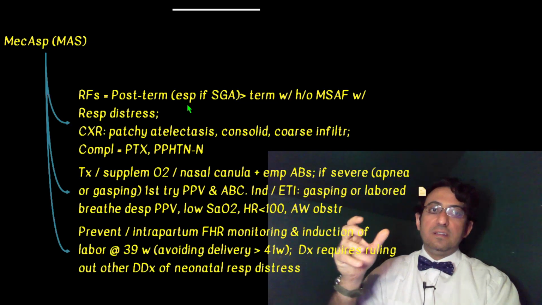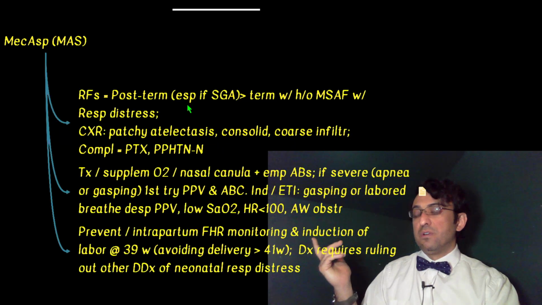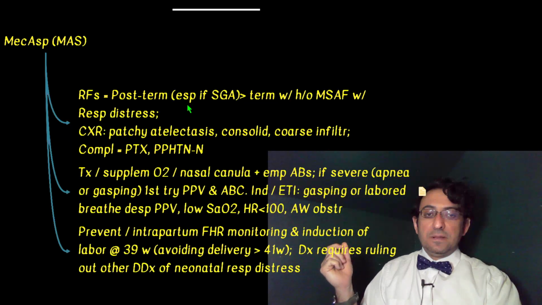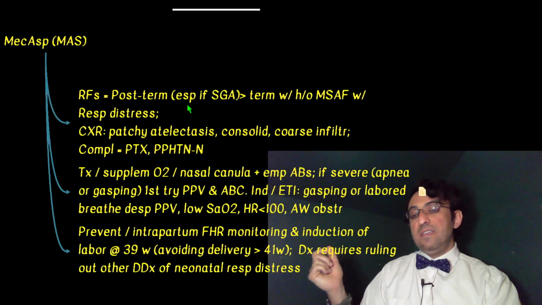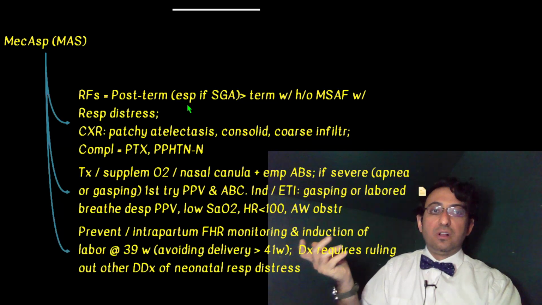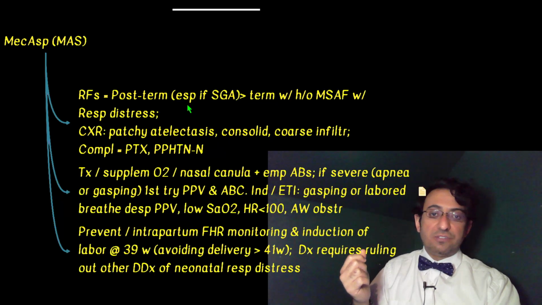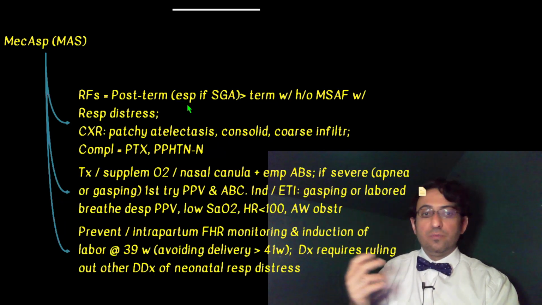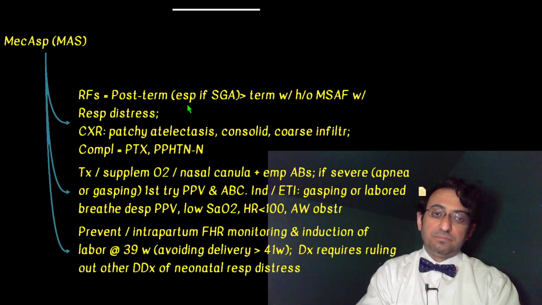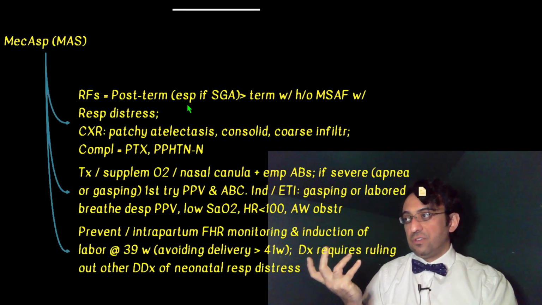We have an important indication here. What are the important indications for intubation in a newborn with Meconium aspiration syndrome? Gasping or labored breathing despite positive pressure ventilation measures or initial oxygenation measures. If the patient keeps having low saturation, if the heart rate is less than 100, and logically if there are other general indications such as airway obstruction.